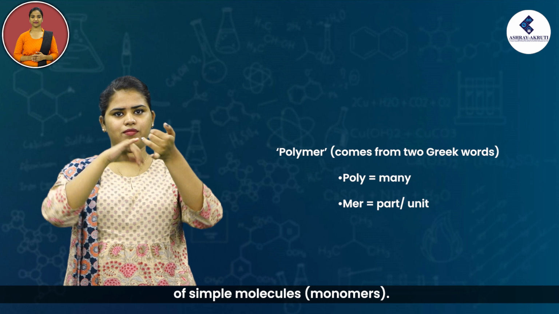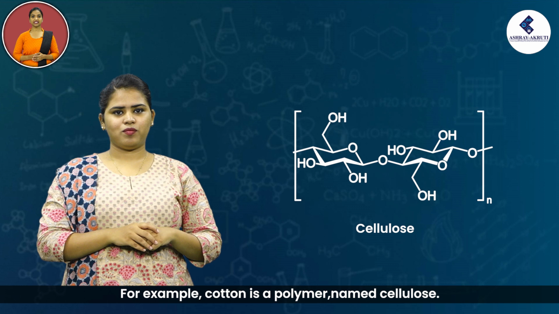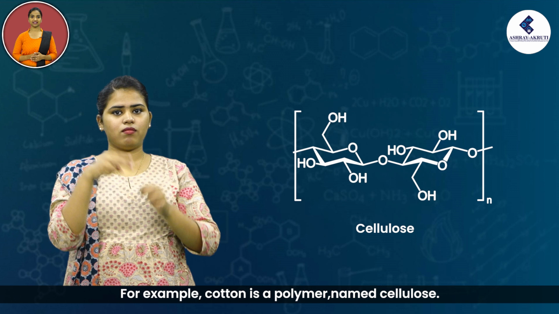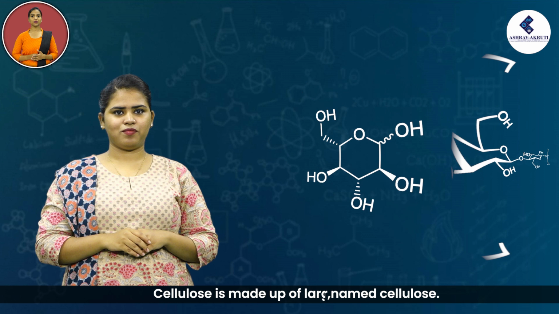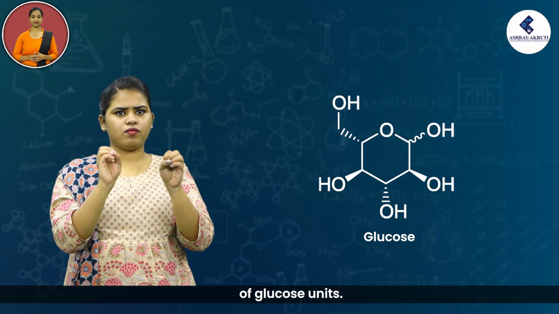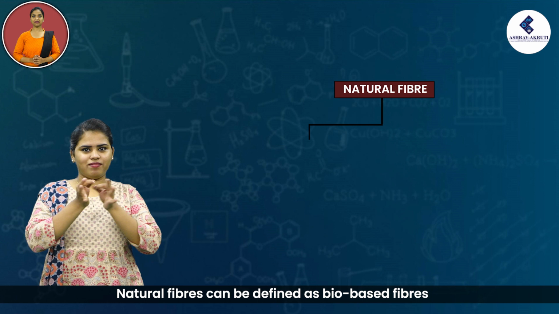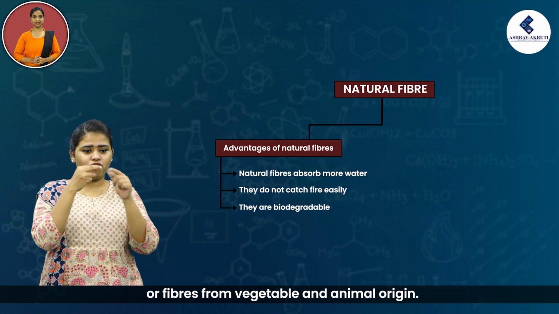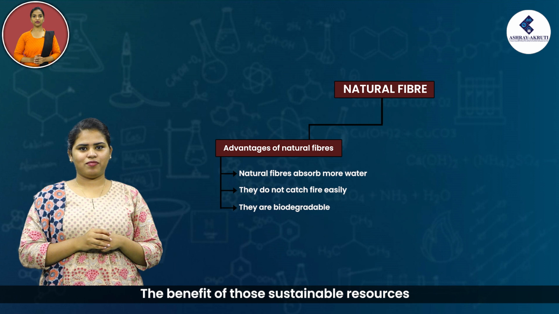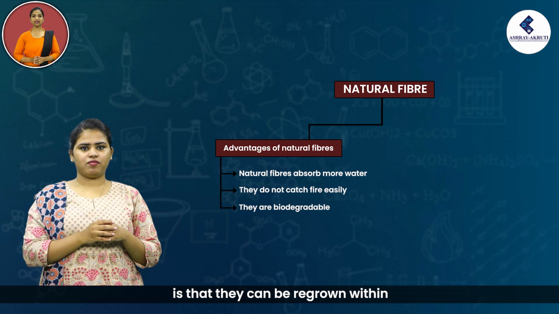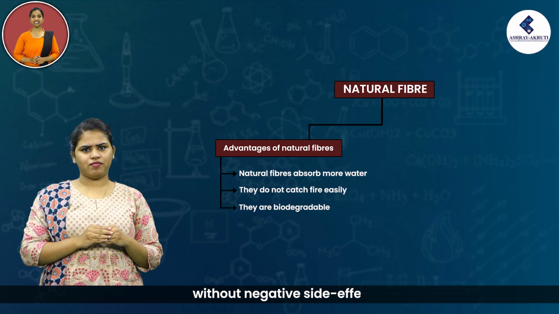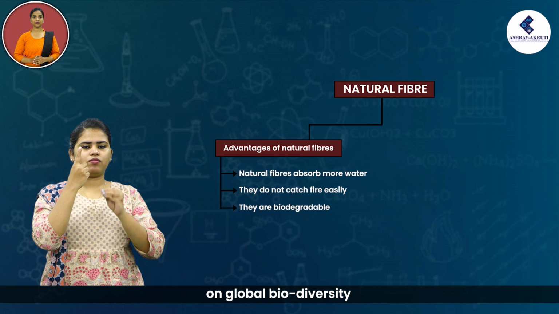Polymers occur in nature also. For example, cotton is a polymer named cellulose. Cellulose is made up of a large number of glucose units. Natural fibers can be defined as bio-based fibers or fibers from vegetable and animal origin. The benefit of those sustainable resources is that they can be regrown within the foreseeable future without negative side effects on global biodiversity, and on the other hand, they are not inflammable also.